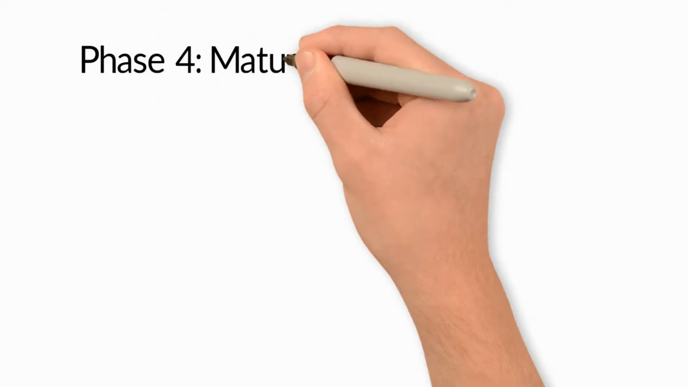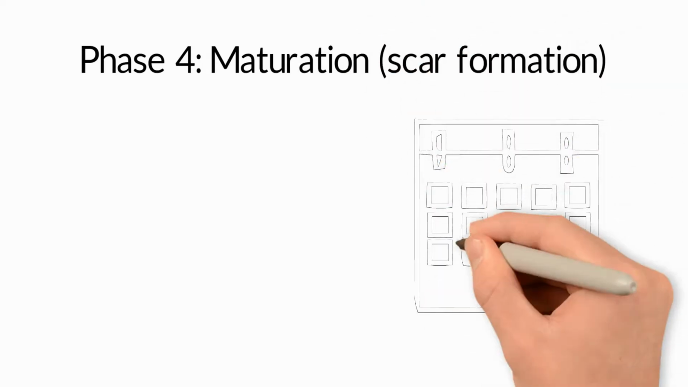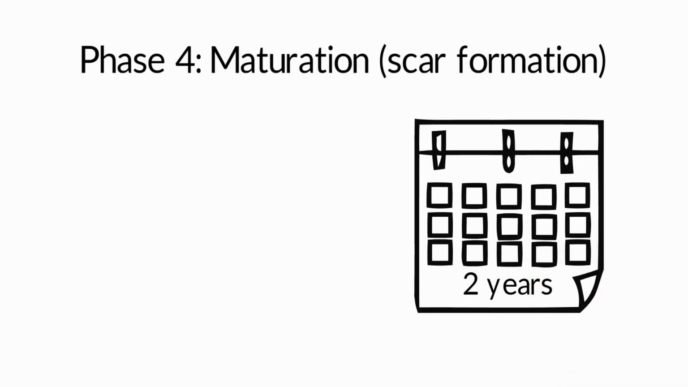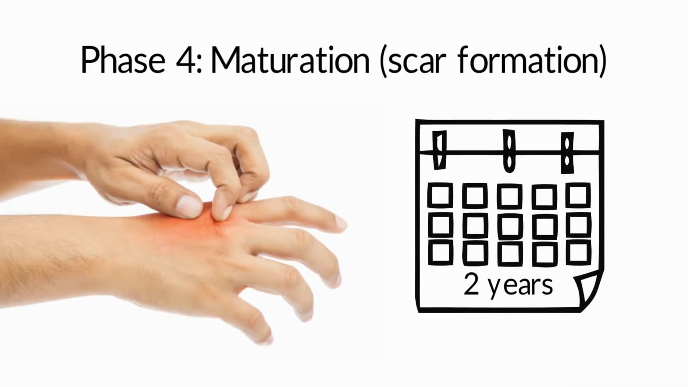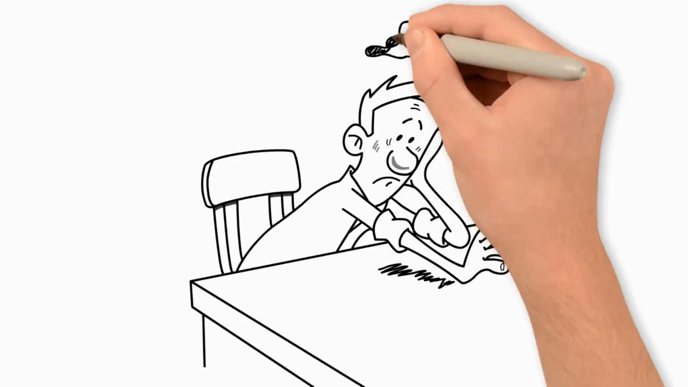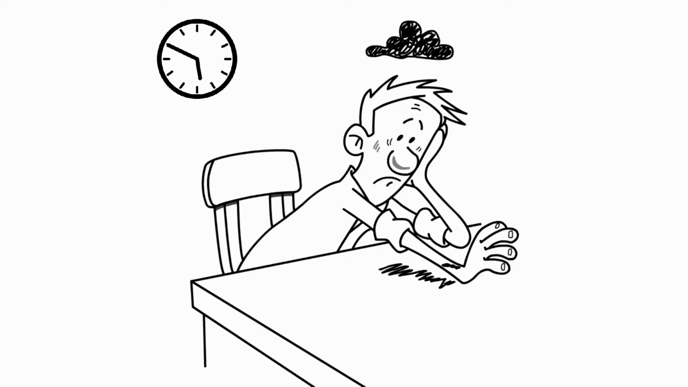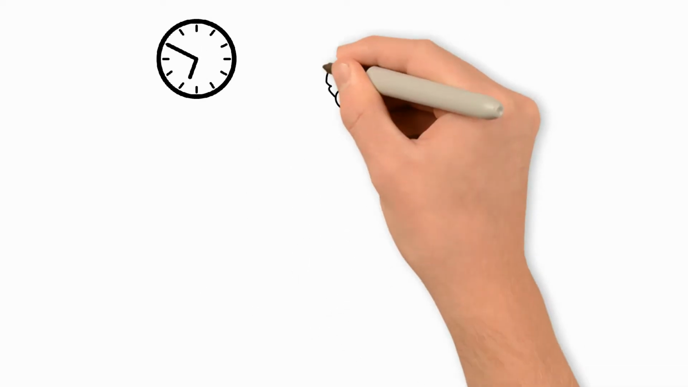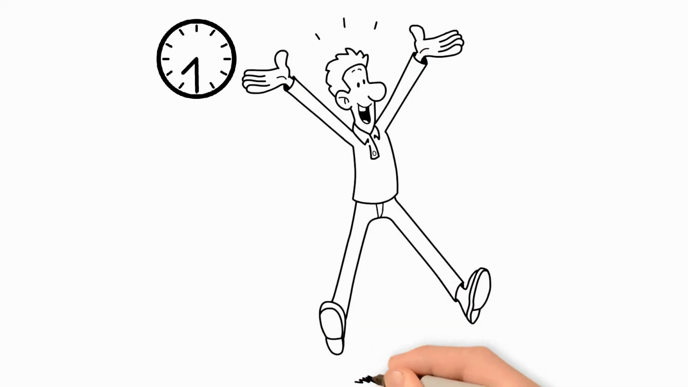Phase 4. Maturation, scar formation. This last phase of wound healing can take up to 2 years to complete. The area may become red, stretched, and shiny as the scab falls off. It may also feel itchy. Scarring occurs because the granulation tissue has grown back differently than the original tissue. Over time, the new tissue gets stronger, and the flawed area will most likely fade or even disappear.